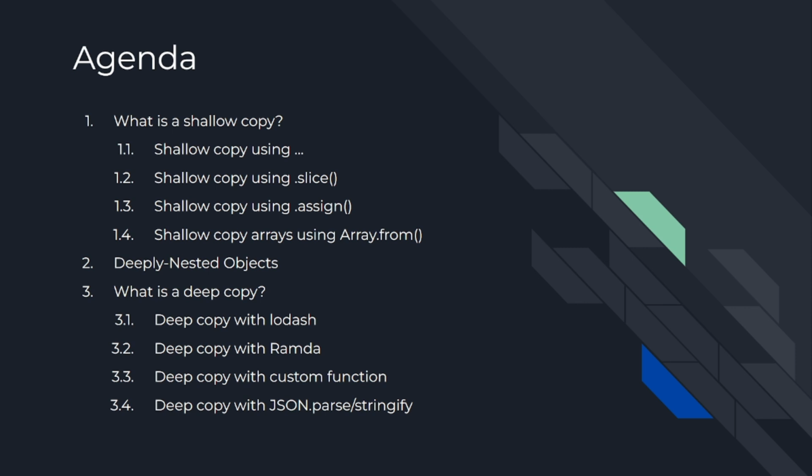So today's agenda is: what is a shallow copy, in which we will be using shallow copy using these three dots, it's an operator; shallow copy using .slice; shallow copy using .assign; shallow copy using Array.from. Number two is deeply nested objects. And number three, what is a deep copy, in which we will discuss deep copy with Lodash, deep copy with Ramda, deep copy with a custom function, and deep copy with JSON.parse and stringify.